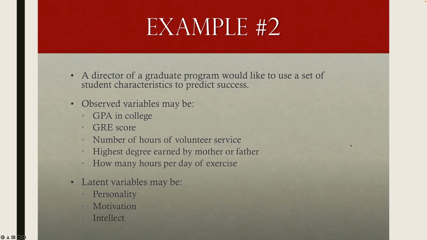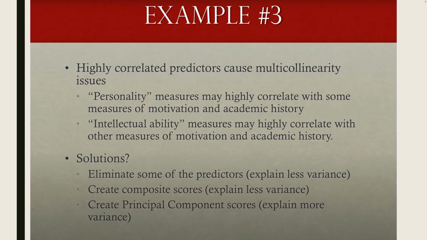Now, example number two: a director of a graduate program, maybe me, is interested in the set of student characteristics used to predict success. Certain things that I can observe would be your performance in college, a GRE score, and other things that I've listed there. First gen college student is actually one variable that I've never looked at. I have at the undergraduate level, but I've never looked at it at the graduate level. These latent, non-observed variables may be personality, motivation, intellect, grit, things of that nature.